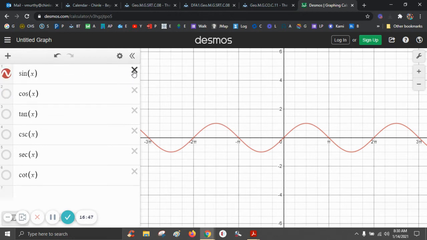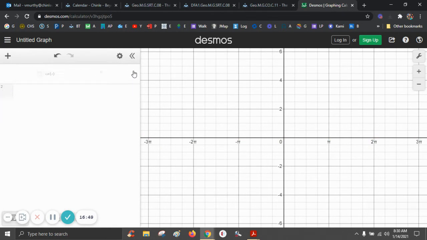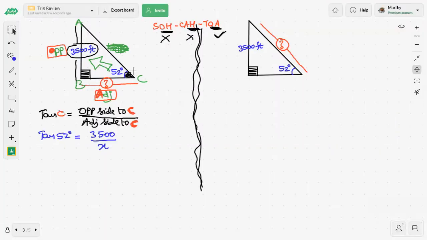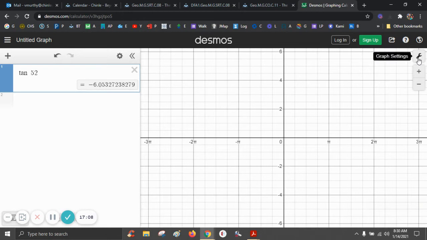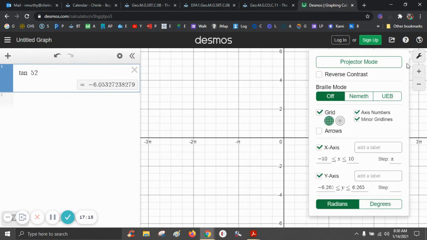So let me close all these. Oh my gosh. Okay, so we are looking for tan 52 degrees. You type using your keypad tan 52. I see negative 6.05. But by default, this one gives you the radians. So go to the top right, graph settings, and change it to degrees. You see that now the value changed.